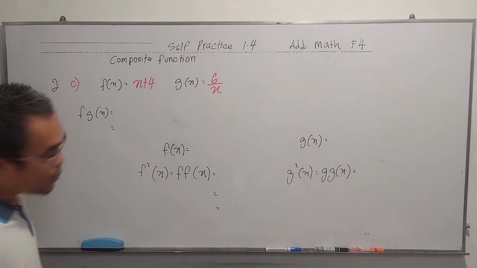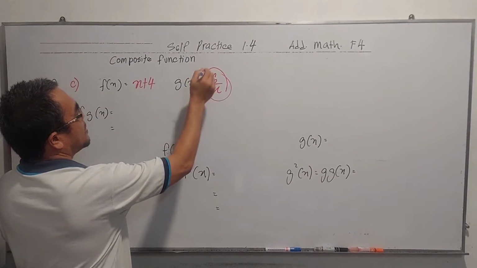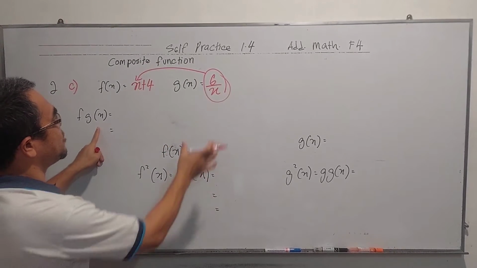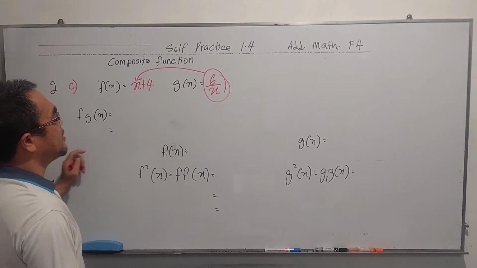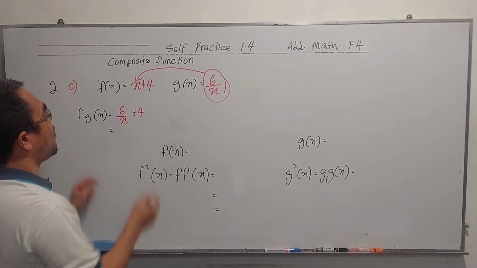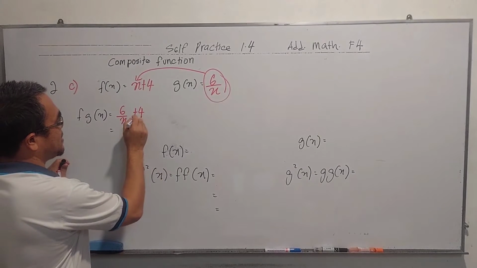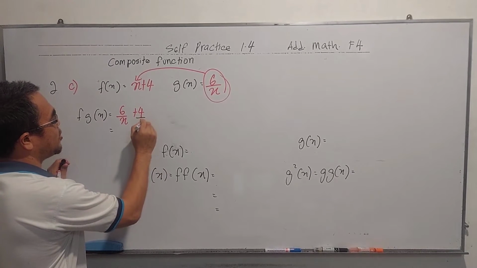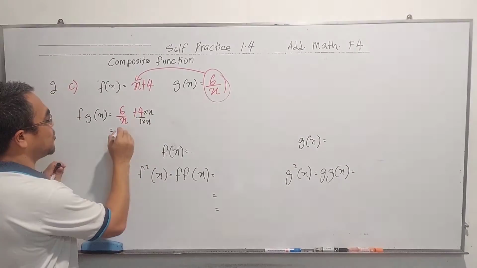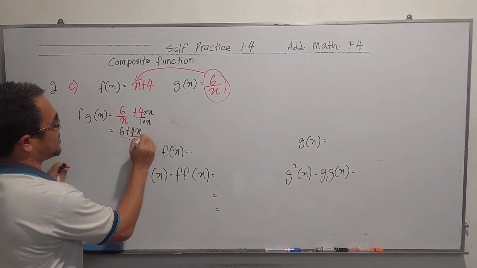Okay, so how to do fg(x)? Again, I will replace this where x is. fg(x) means you substitute g inside f. So it becomes 6 over x plus 4. And you have to simplify this, because this 4 is over 1, you multiply by x, on top is also multiplied by x. So it should be 6 plus 4x over x.